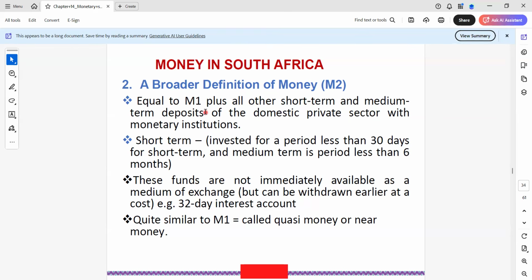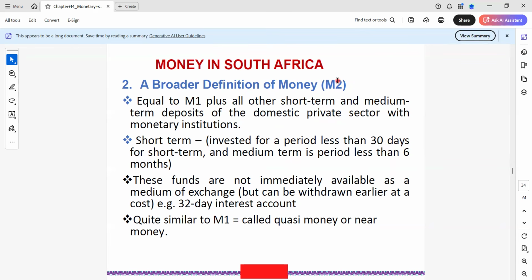Short-term deposits, that is money that you've invested for a period of less than 30 days, and medium-term deposits, that is money that has been invested for a period of less than 6 months. So sometimes they'll not tell you it's short-term deposits or it's medium-term. They'll just say it has been invested for a period of less than 30 days or has been invested for a period of less than 6 months. So now you know, those are the figures you're going to add together and then add to M1 in order to get your M2. Right. I hope I'm not going too fast.